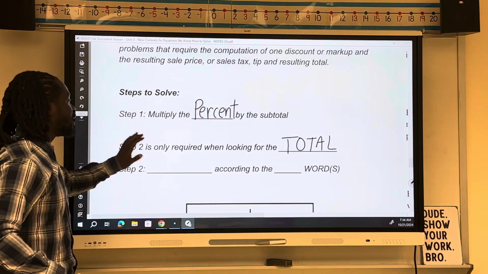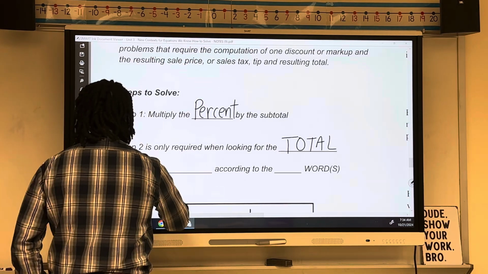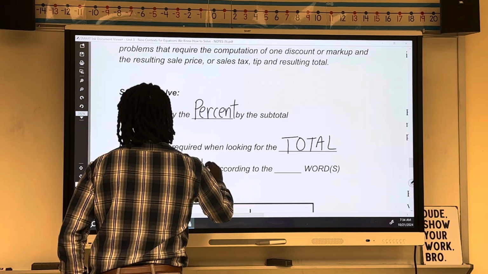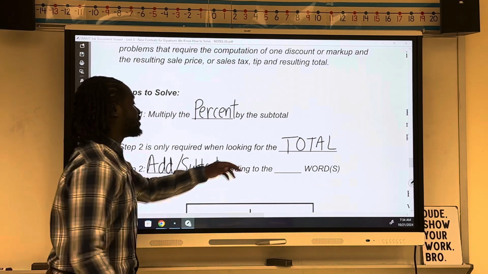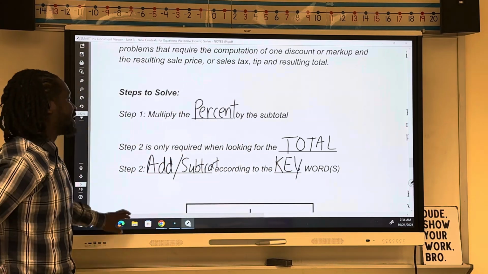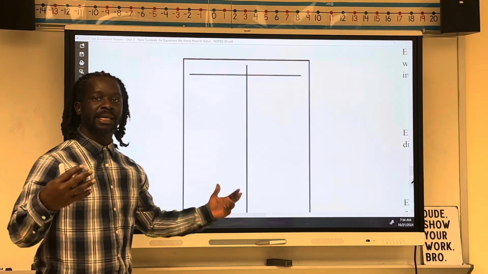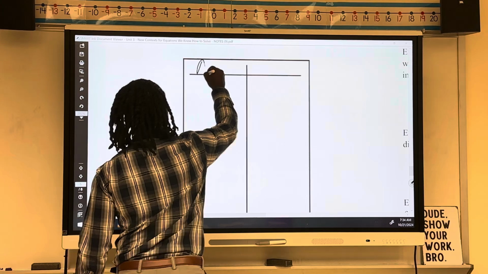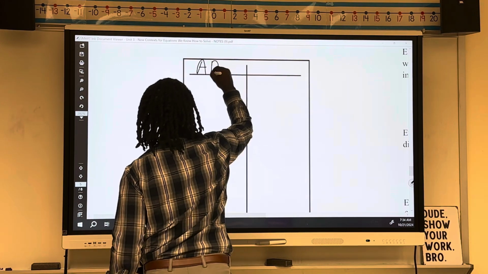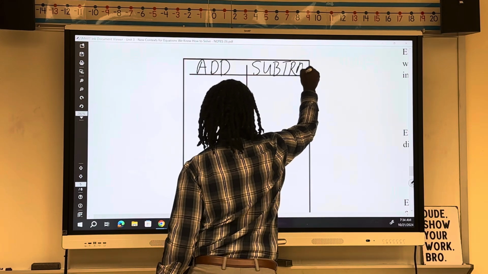All right. And so if you have to find the total, then step 2 is you are going to add or subtract according to the key words. Just as a way of review, we're going to review some of those key words. We're going to fill out this T chart. This is when I ADD, and this is when I SUBTRACT.